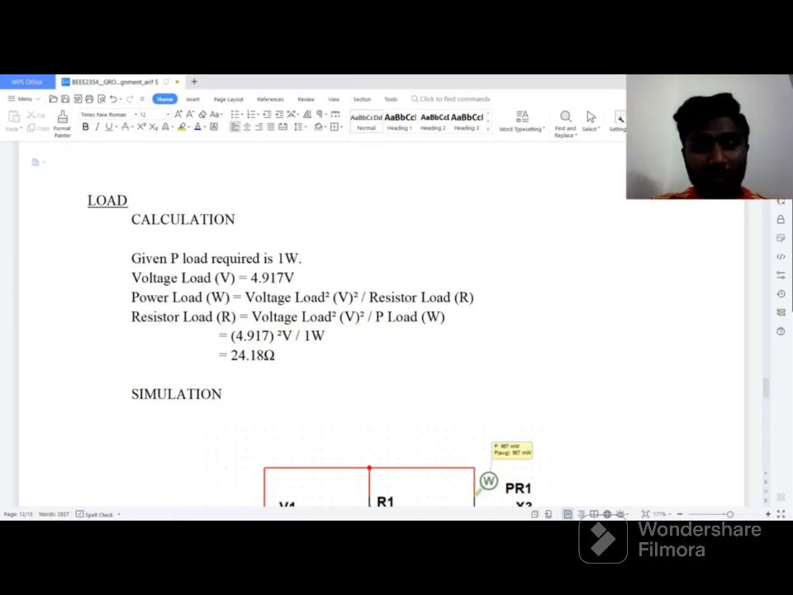Okay, hi everyone. My name is Yudesh Kumar. Okay, I will explain about the load. If you see, this is the calculation. So the given power load required is 1 volt. Voltage load is 4.917 volt, which is from the voltage regulator. And the power load formula is voltage load square over resistor load, while resistor load is voltage load square over power load. So 4.917 square over 1 will get 24.18 ohms.